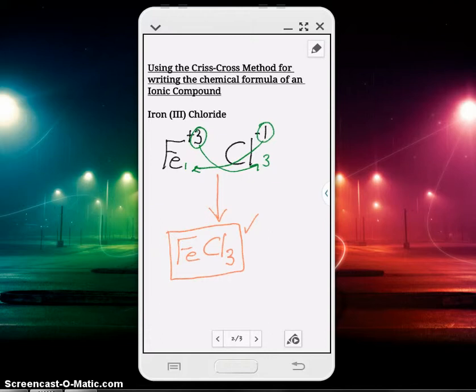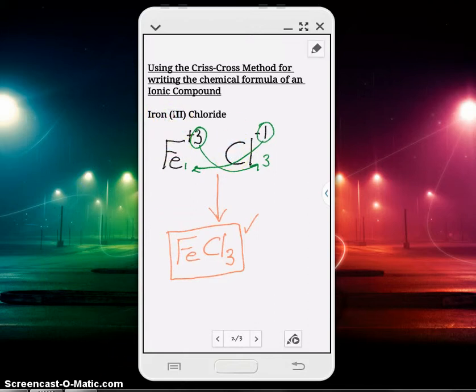Okay, so here's a second example of using the criss-cross method to create the correct chemical formula for an ionic compound. Check the second example, iron 3 chloride. Iron is a little bit trickier because it is a transition metal, meaning that it loses different amounts of electrons in different chemical reactions. So sometimes iron can lose 2 electrons, sometimes it loses 3. So in the chemical name, there's a Roman numeral 3, iron 3 chloride. That doesn't mean that there's 3 iron ions. That means that the iron ions have a +3 charge. So that's what the iron 3 chloride means.